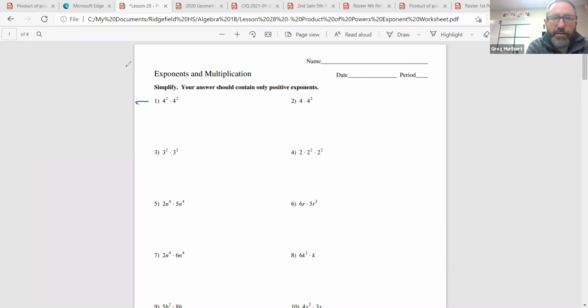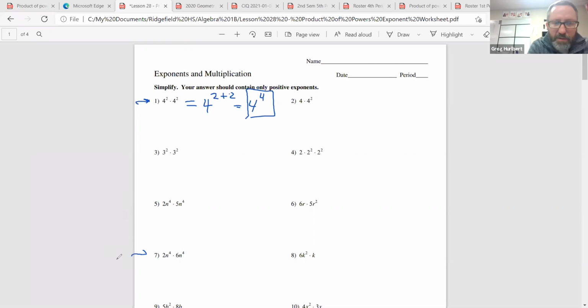All right, so number 1 right here, you have 4 squared times 4 to the 2nd again, 4 squared times 4 squared. As long as the bases are the same, and they are, the 4 and the 4, you can say that this equals that same base and take the first exponent plus the second exponent. And when you're all done, you would have a new exponent. In this case, it would be a 4. And so that is another example just with some numbers.